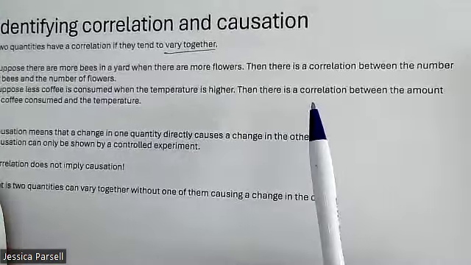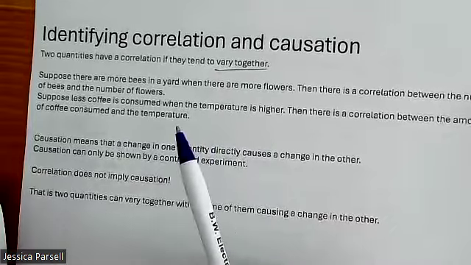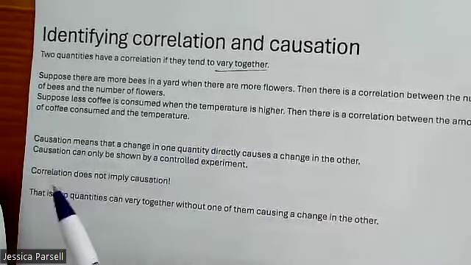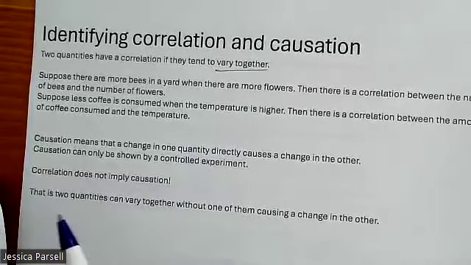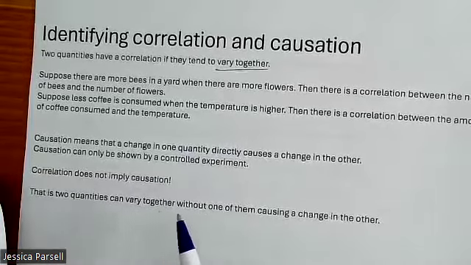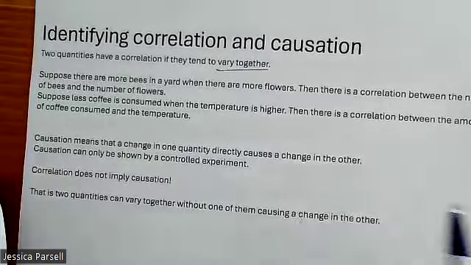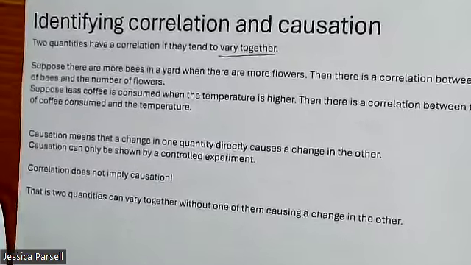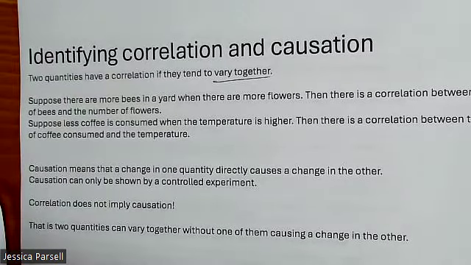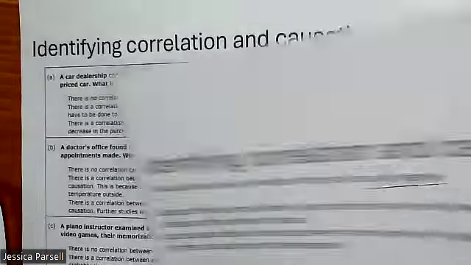Causation means that a change in one quantity directly causes a change in others. So more flowers cause a change in more bees. If the temperature is lower, that means coffee consumption is lower. Keep in mind, correlation does not always imply causation. That is, two quantities can vary together without one of them actually causing a change in the other. So just be careful. Correlation does not always imply or have a direct result, and that's called causation.